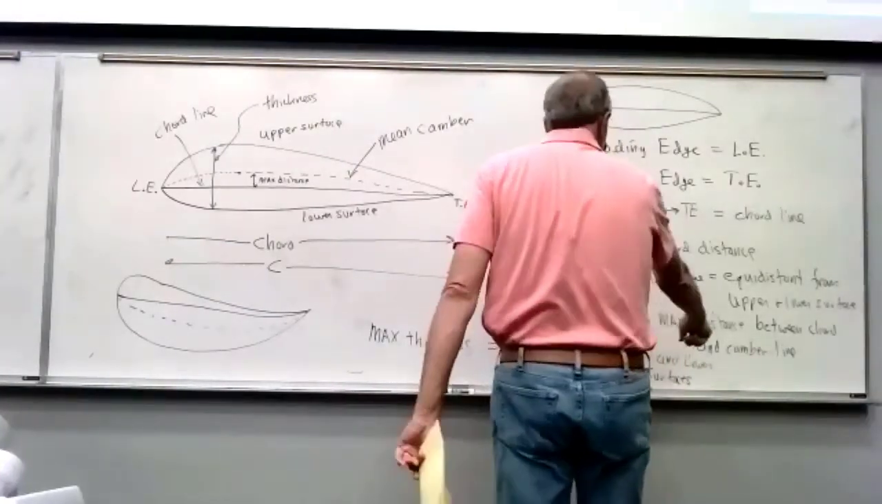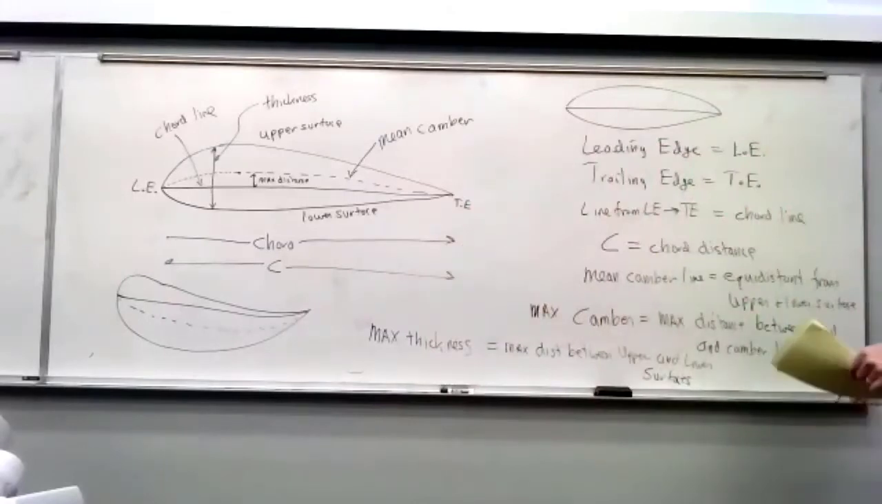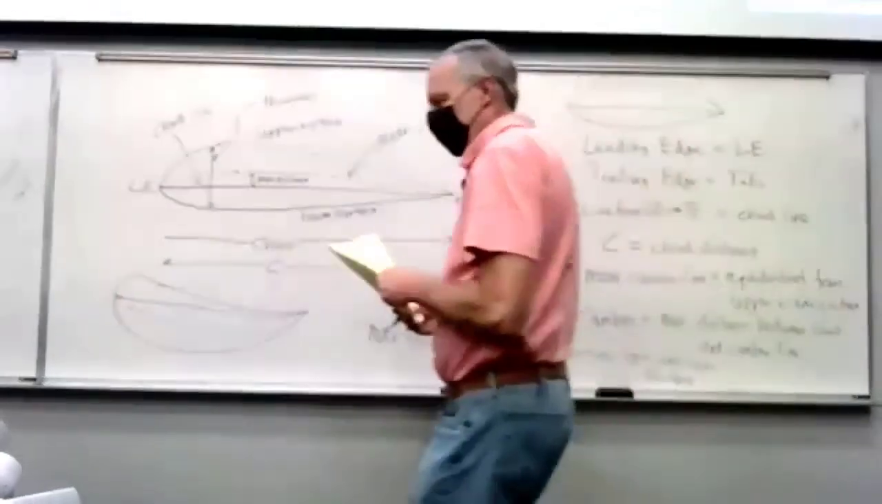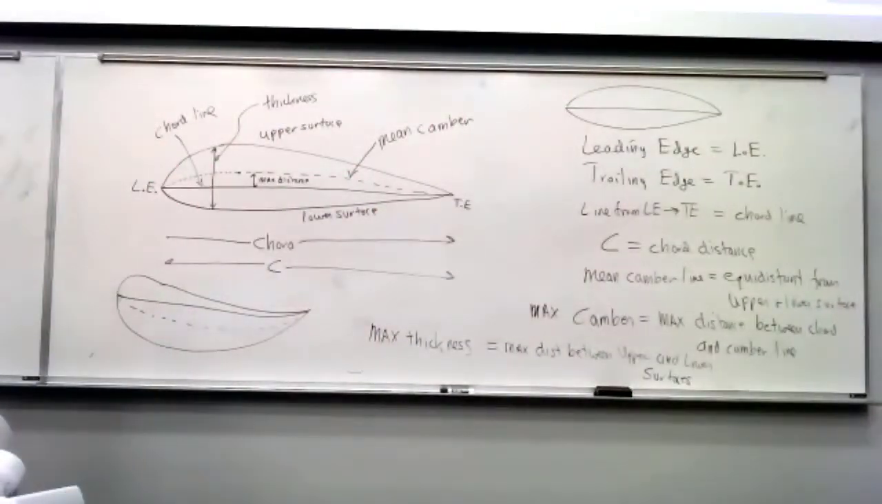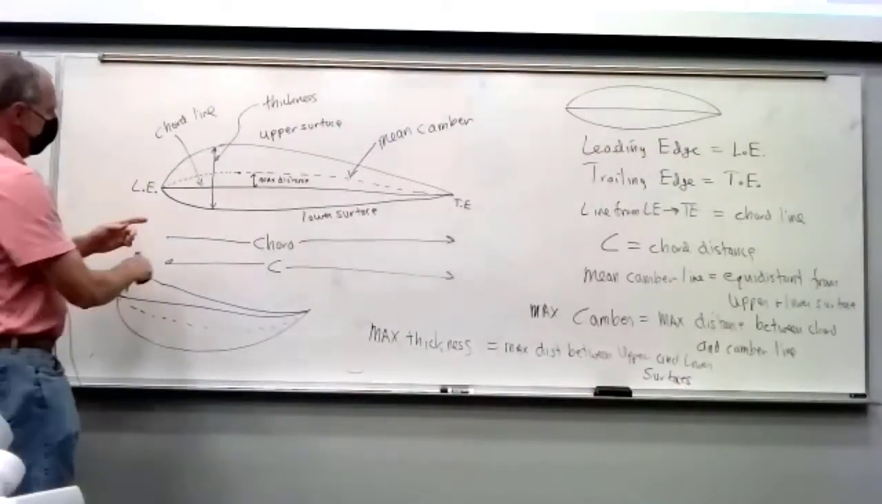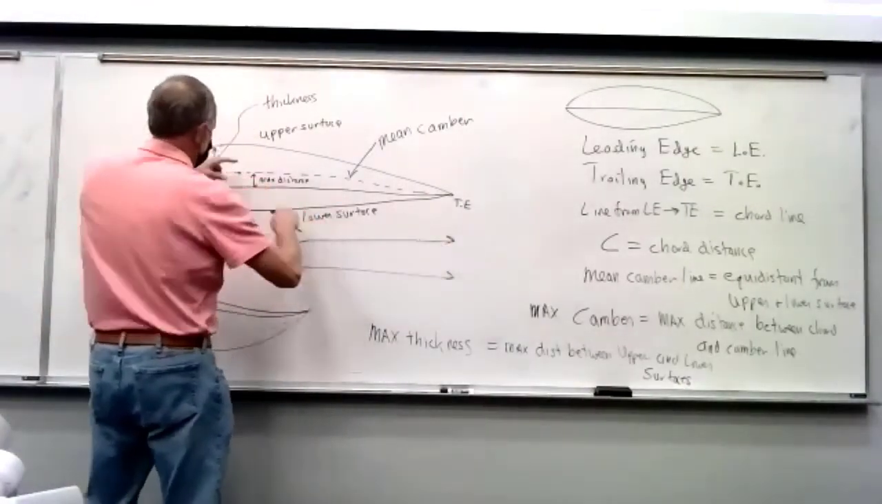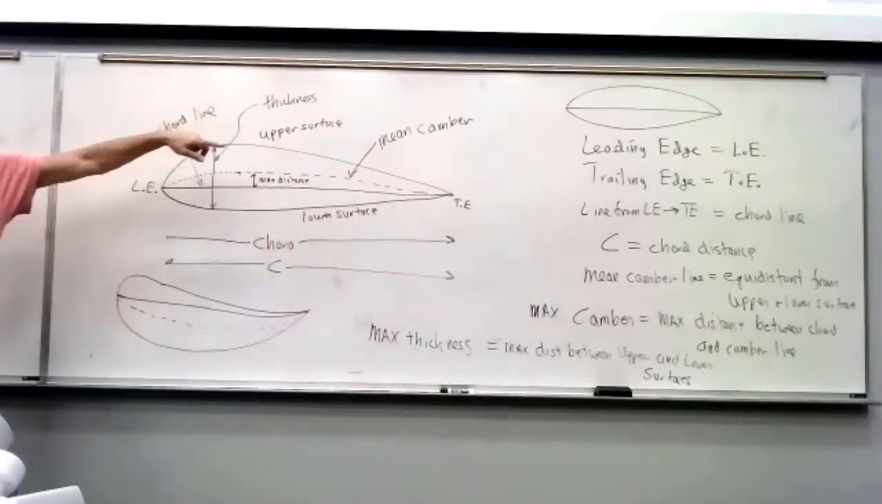So it's the maximum distance between the upper and lower surfaces. Okay, on time. 101. So an easy way to define what your airfoil looks like is you say it has 0 camber, which means it's symmetrical, and its maximum thickness is 12% of the chord. So that tells you if this is 10 feet, then its maximum thickness is 1.2 feet.